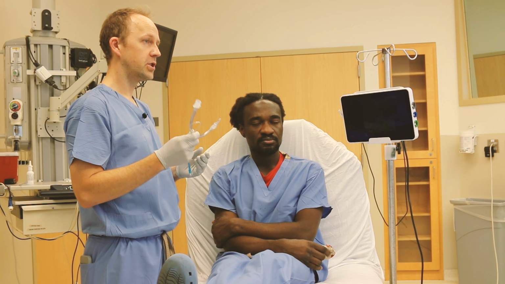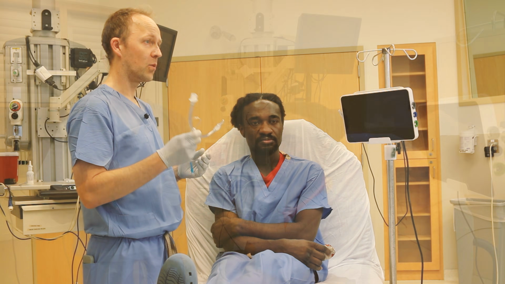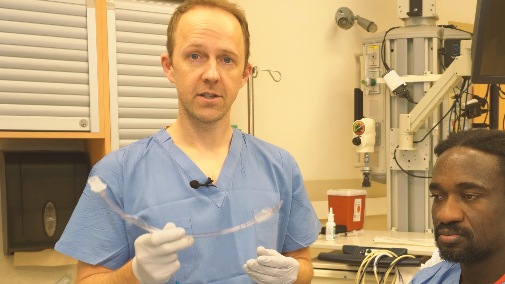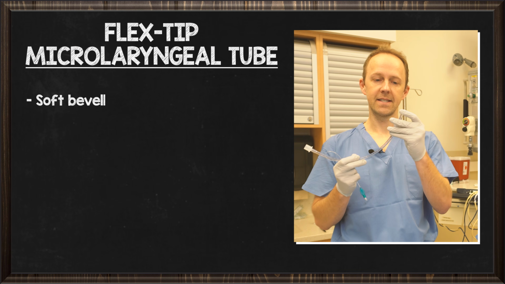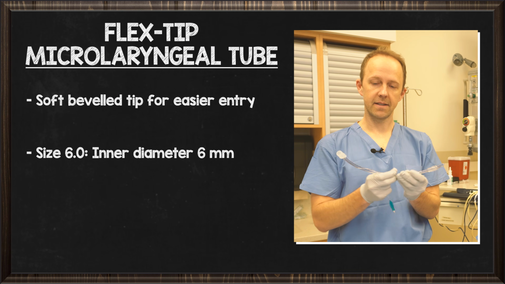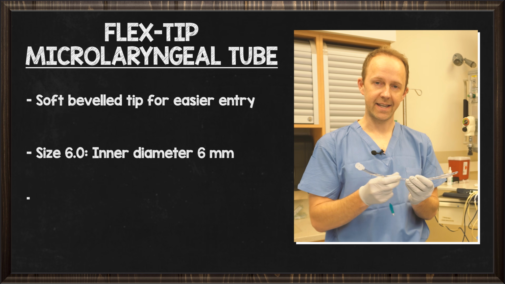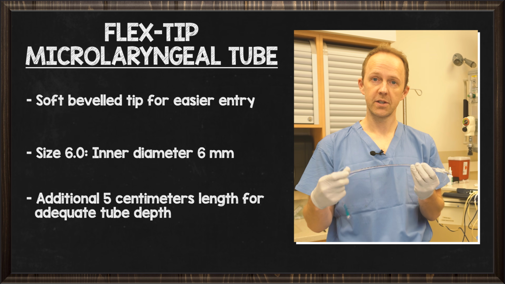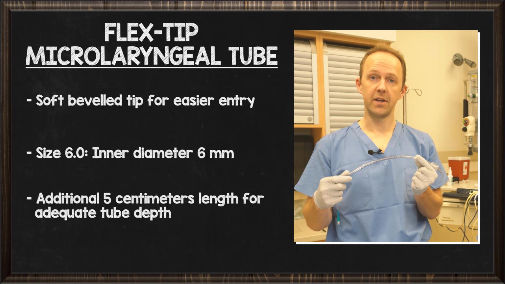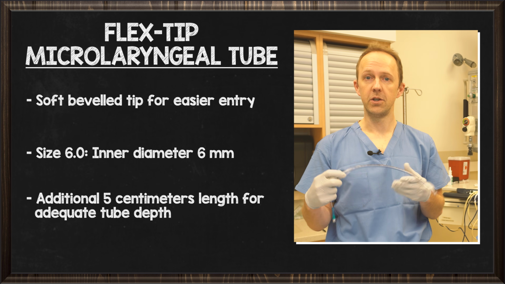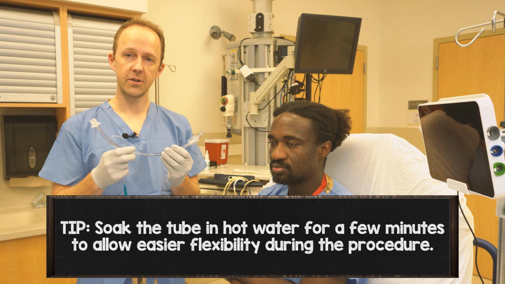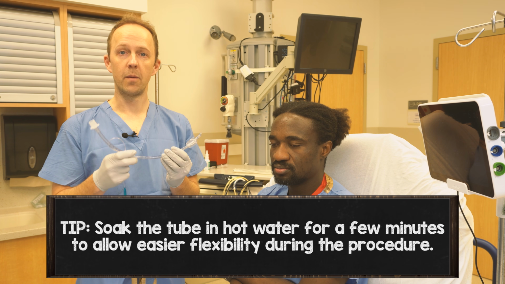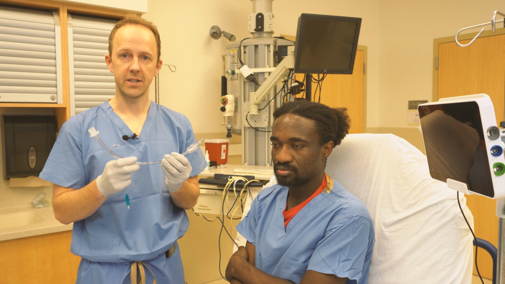When choosing which tube to use, it's more comfortable for the patient to use a 6.0 tube. We prefer to use a flex tip microlaryngeal tube. This has a nice soft bevel. It is 6 millimeters inner diameter and is an extra 5 centimeters longer than usual, so you have enough tube coming out of the nose, so you don't have to hub the tube to the nose. It's also nice to warm this tube in some water, so just get a container with some hot water and warm it in there to make it more flexible to make that passage easier.